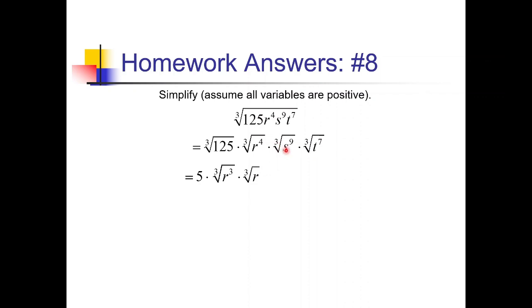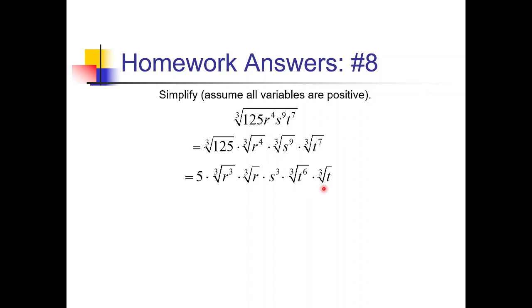For this next one, s to the ninth, well, I can just do 9 divided by 3 right off the bat. So that's just going to be s cubed, nothing special that needs to happen there. And then for this next one, 7 is not divisible by 3. The highest multiple of 3 that's less than 7 is 6. So I can split this up into the cube root of t to the 6th times the cube root of t.